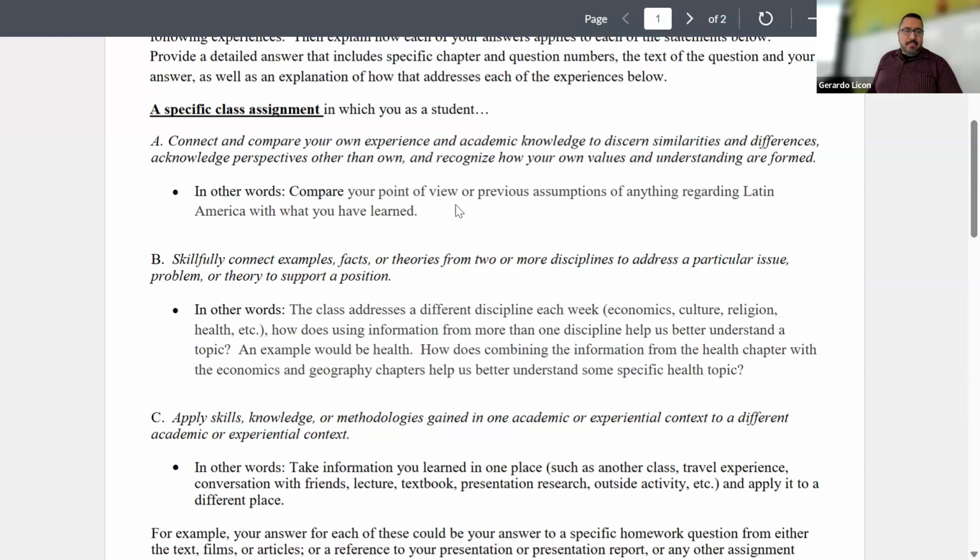In other words, compare your point of view or previous assumptions of anything regarding Latin America with what you have learned in the class. And so it's as simple as, I used to think X about Latin American geography or politics or economics or gender roles, anything. And now I have learned Y. And then you identify where in the class it is that we learned about something different from what you used to think about a topic about Latin America. So that is what is due in 2 weeks.